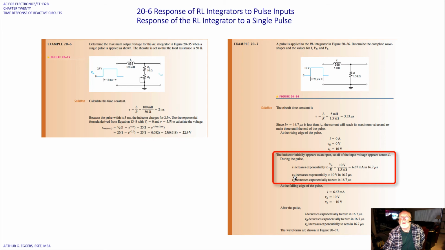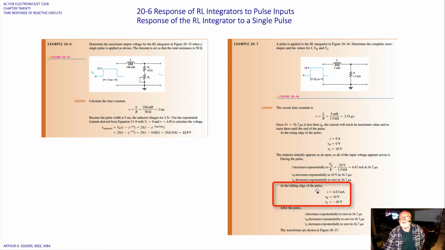The voltage across the resistor increases exponentially to 10 volts in that 16.7 microseconds, and the voltage across the inductor decreases exponentially to 0 in that 16.7 microseconds. At the falling edge of the pulse then, the current flow is 6.67 milliamps. The voltage across the resistor now is the full 10 volts, and across the inductor is minus 10. After the pulse, the current decreases exponentially to 0 in 16.7 microseconds.